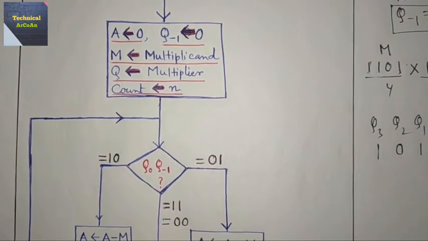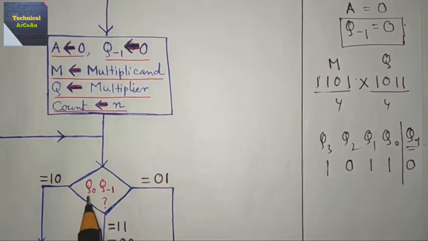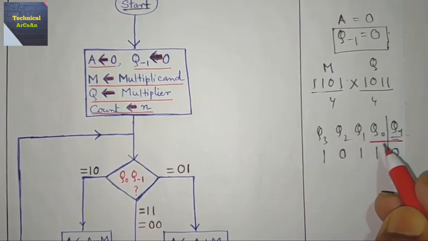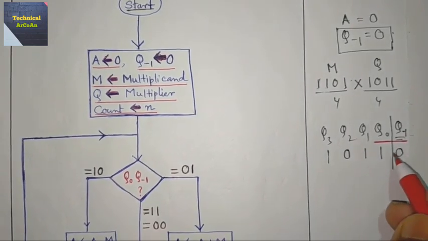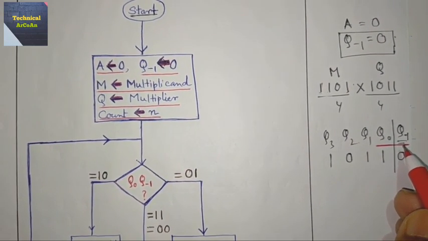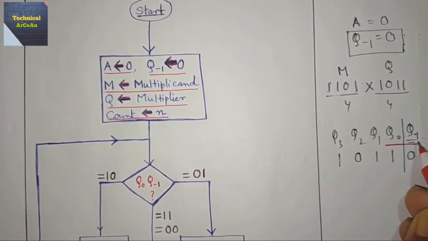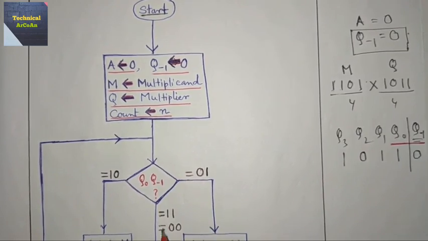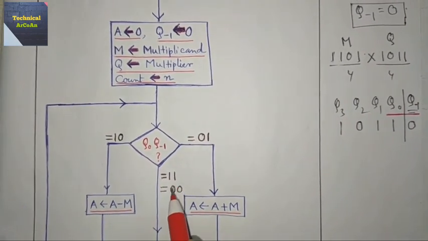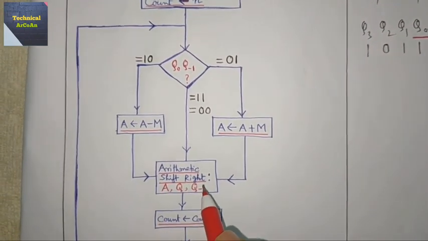So this Q minus 1 is your 0. We are checking these two parts, this Q0 and Q minus 1. So what may the value be? The value will be of 4 types: either 0 0, 0 1, 1 0 or 1 1. What happens if these two values are 1 1 or 0 0? We just do the arithmetic shift right operation.